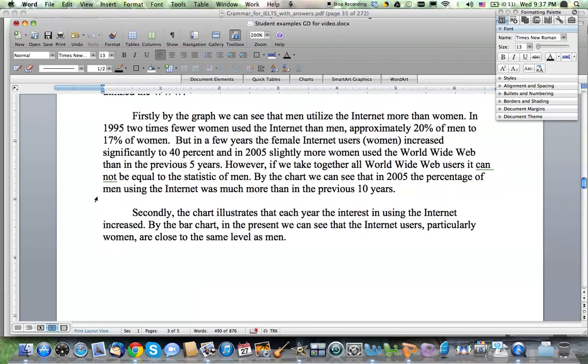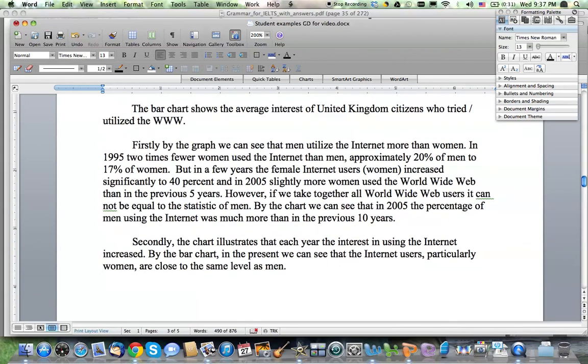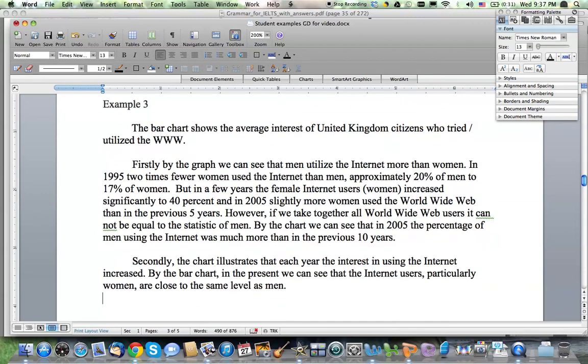In the future, if you are tempted to add your own opinion or outside ideas, think twice, please, because it'll lower your score for your graph description. Alright, I'm going to pause the recording here, and we'll do example 4 later.